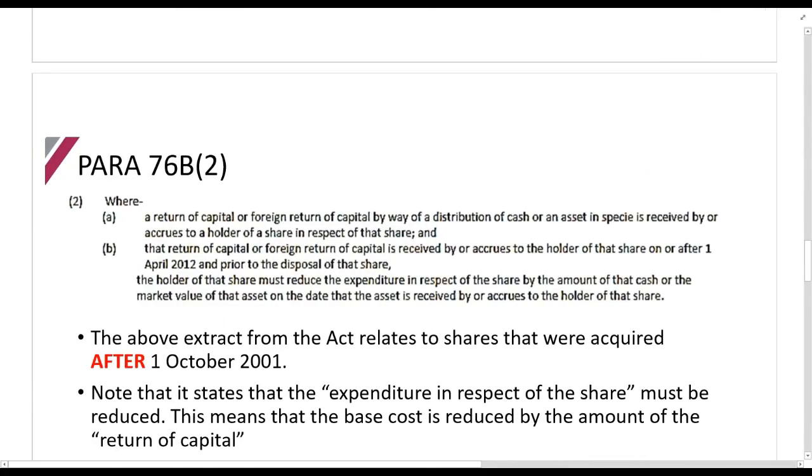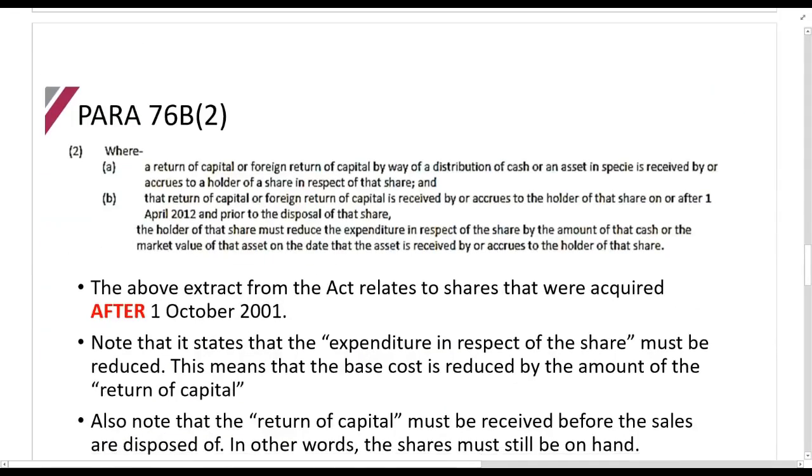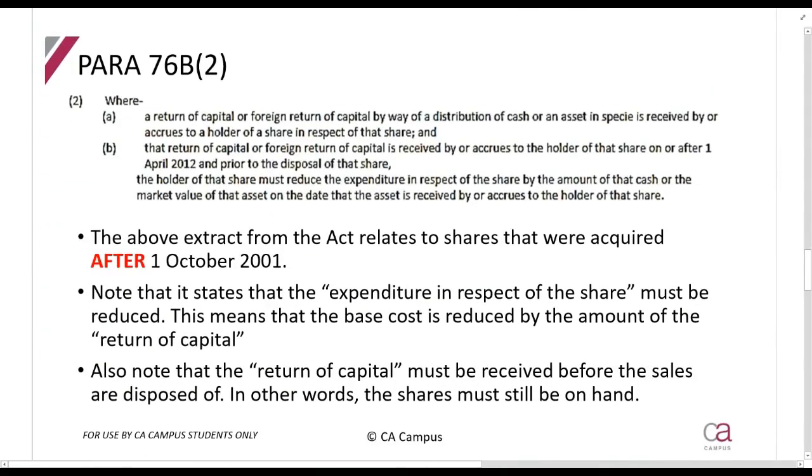Okay, so here's paragraph 76b2, the one we just spoke of, the easier one, the most important one, showing you where it is in the Act. Where a return of capital by way of a distribution of cash or an asset in specie is received by a holder in shares, and that is after 1 April 2012. You don't have to worry about before 1 April 2012, it's not on your syllabus. The holder of that shares must reduce the expenditure in respect of the shares by the amount of that cash or the market value of that asset.